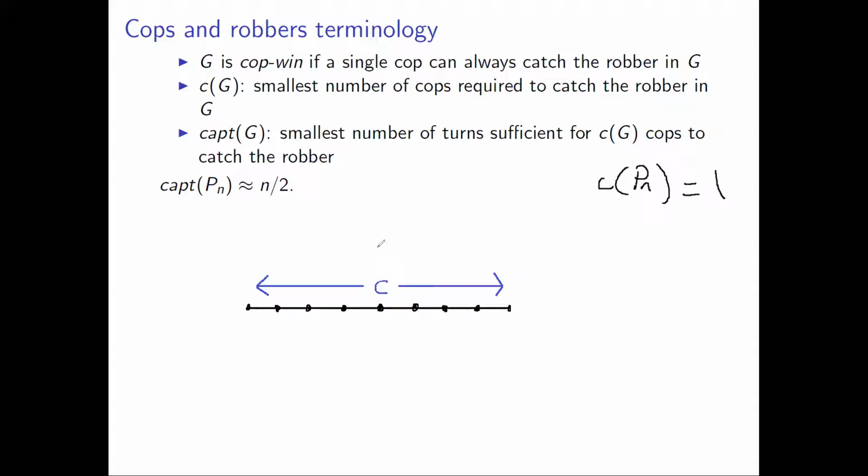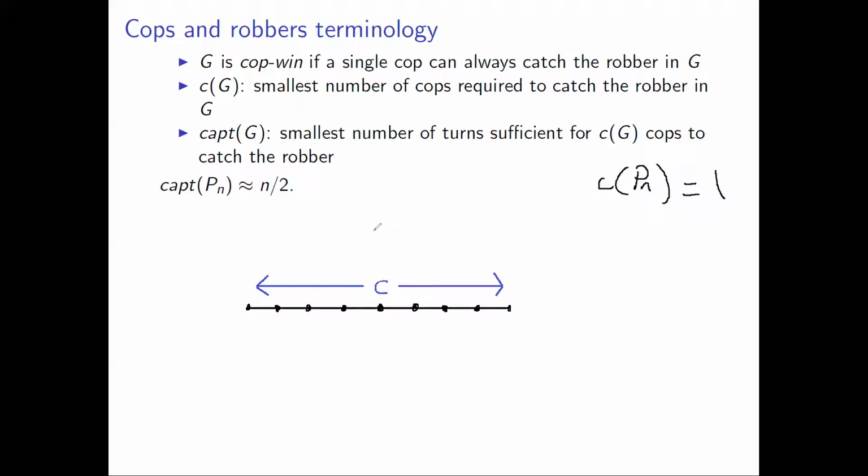So where should the cop position themselves? The best place to position themselves is as close to the center of the path as possible. So if the path has odd order, then there's a single center. And if the path has even order, then there will be two centers. So the cop will have two choices of where to position themselves when the path has even order.